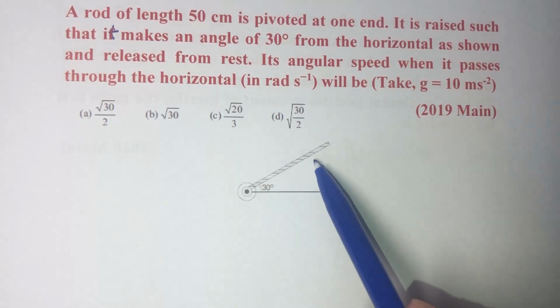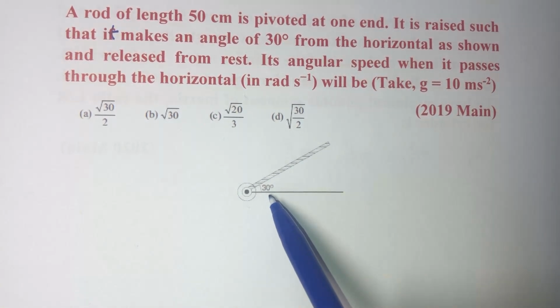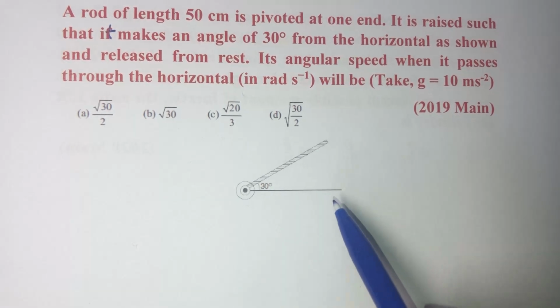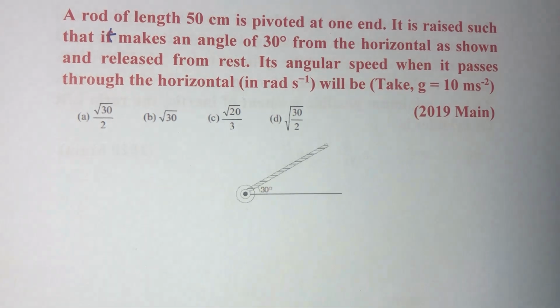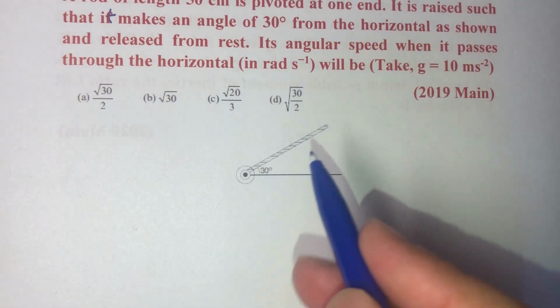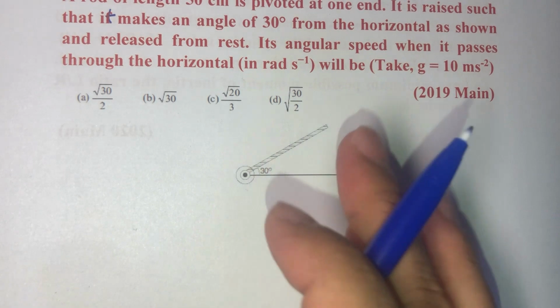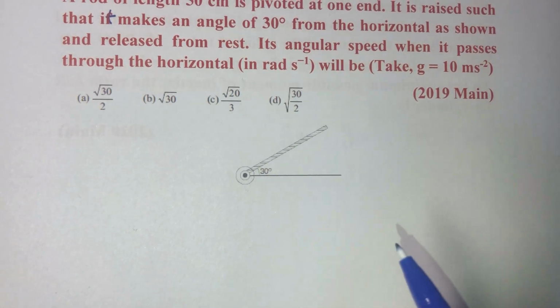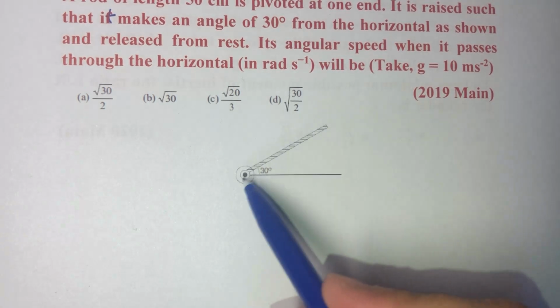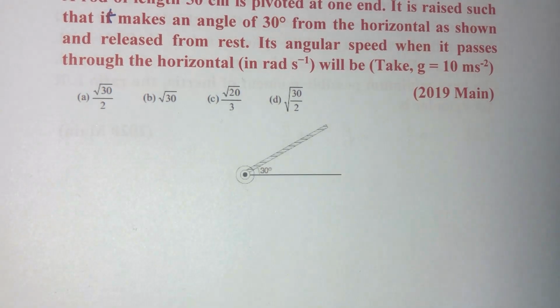So this is a rod making an angle of 30° with the horizontal, and we are supposed to find out what will be its angular speed when it passes through the horizontal line. First of all, we are going to use conservation of energy. So let us find out its potential energy at this position when the angle is 30°.